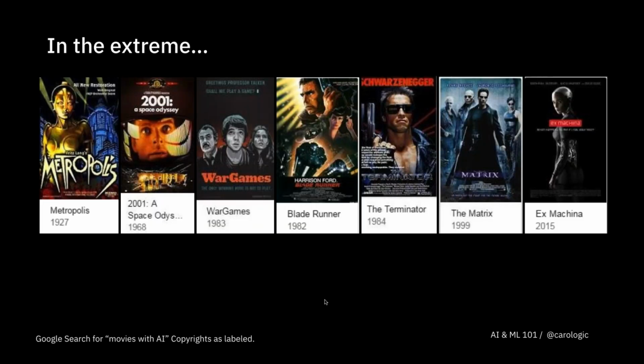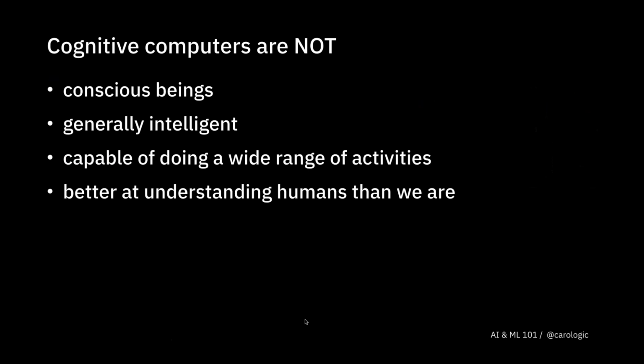In the extreme, this can be found very often in sci-fi movies and TV shows, and hopefully many of you are familiar with these. There's some wonderful movies, but at the same time, they're also propagating the fears that many people have about these systems, and they're really completely inaccurate with our current technology.